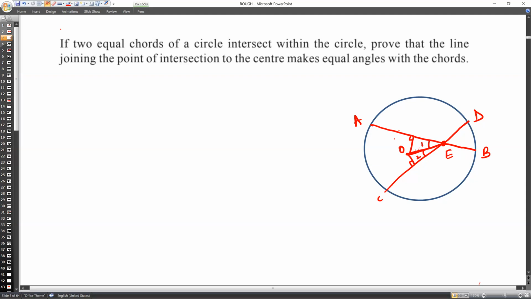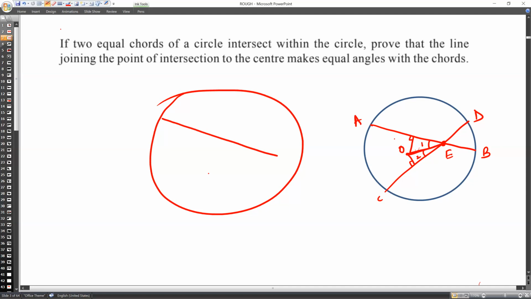Let's say you know that this is an equal chord I have on this circle. And this is intersecting at this point, and now this is the center. So you know that if these two chords, AB and CD, are equal, then their perpendicular distances must be equal.